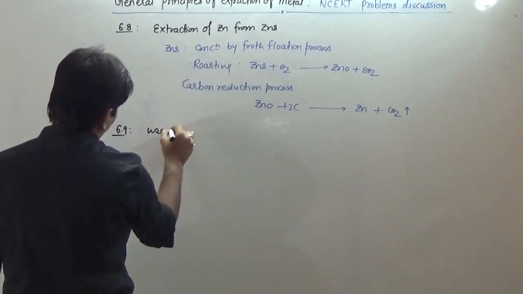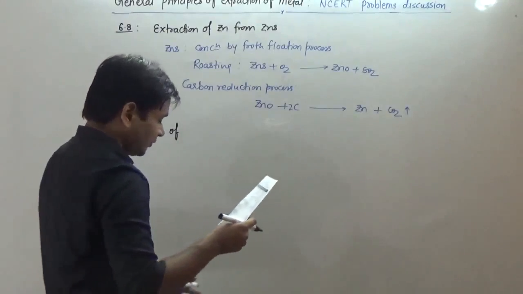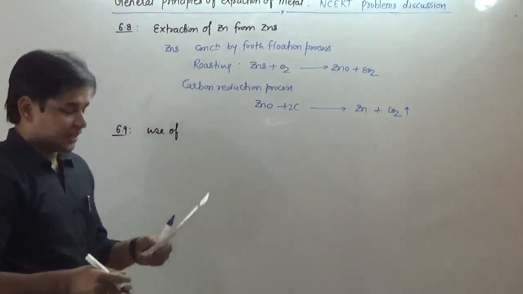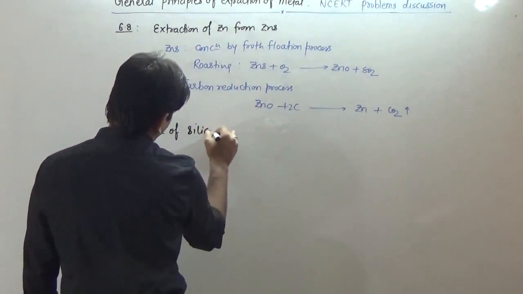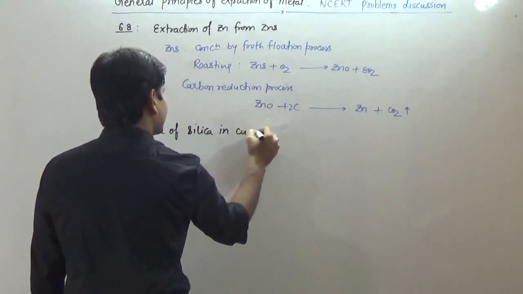The next question is 6.9, in which we have to see the use of silica. The question is, what is the role of silica in the metallurgy of copper? The use of silica in copper extraction.